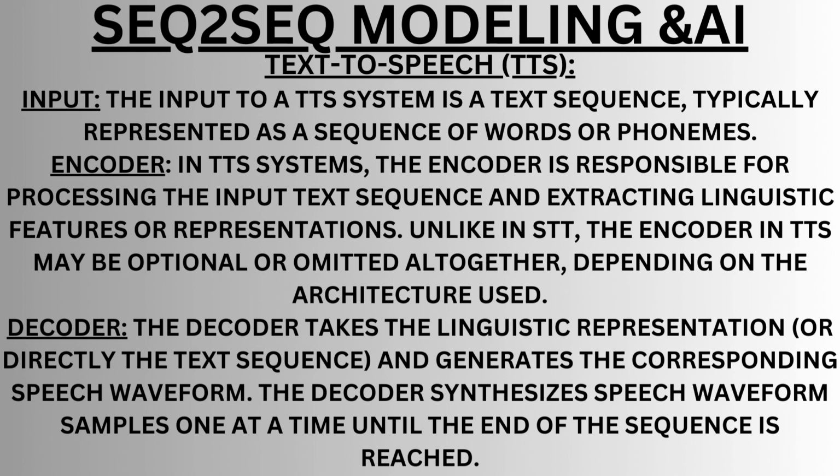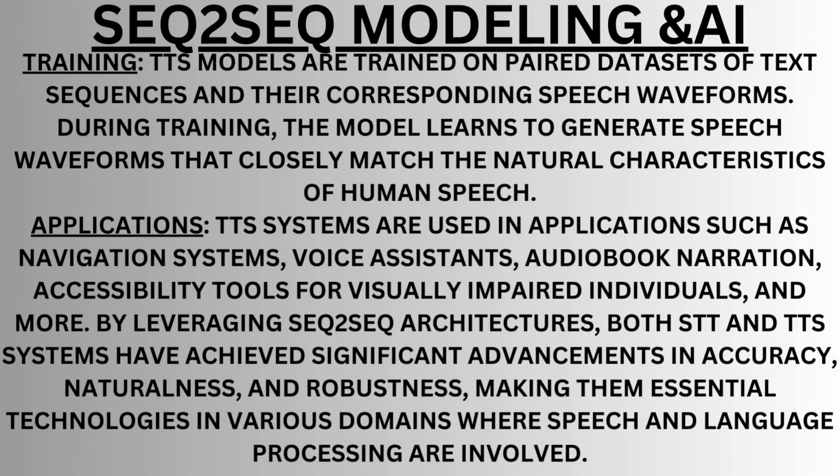Decoder. The decoder takes the linguistic representation or directly the text sequence and generates the corresponding speech waveform. The decoder synthesizes speech waveform samples one at a time until the end of the sequence is reached. Training. TTS models are trained on paired datasets of text sequences and their corresponding speech waveforms. During training, the model learns to generate speech waveforms that closely match the natural characteristics of human speech.